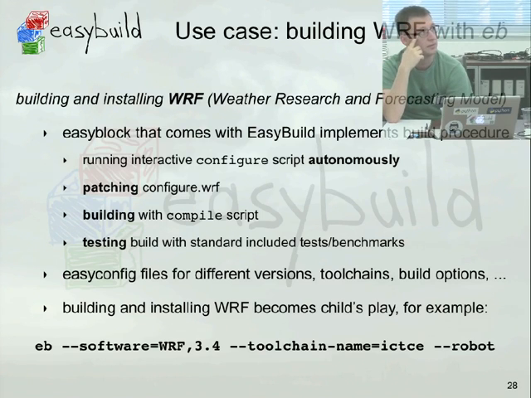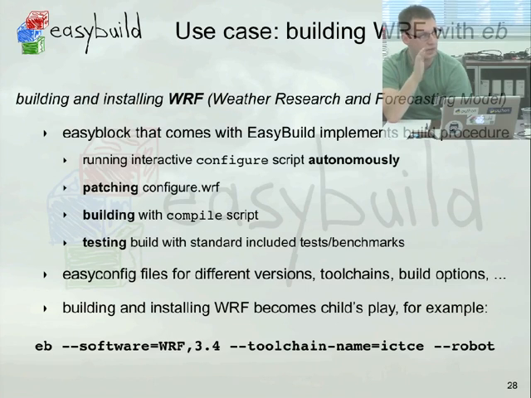Then once that is done, it builds with the compile script, and it tests the build as well, which is not part of the standard build procedure, but it pulls in a test case from the web somewhere. This is quite small, but the WPS is a big one. So it pulls in a test case, and it knows how to run it, so it runs it and checks the exit code, and if everything looks okay there, then it assumes it's okay. So that's the easyblock.